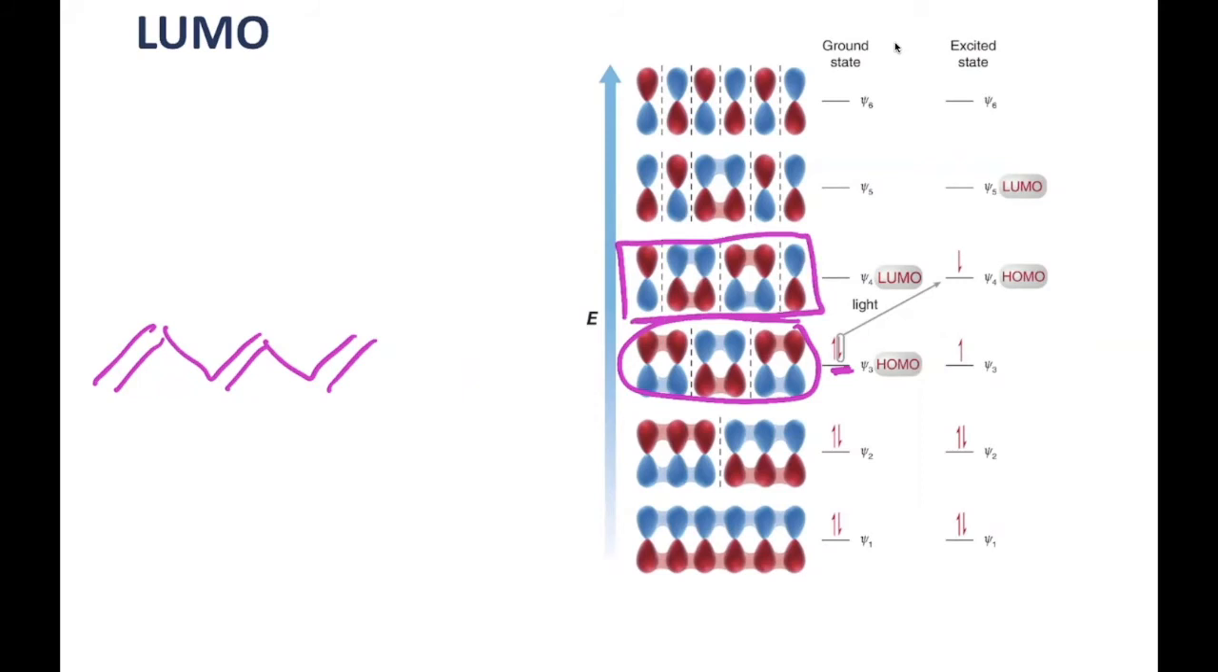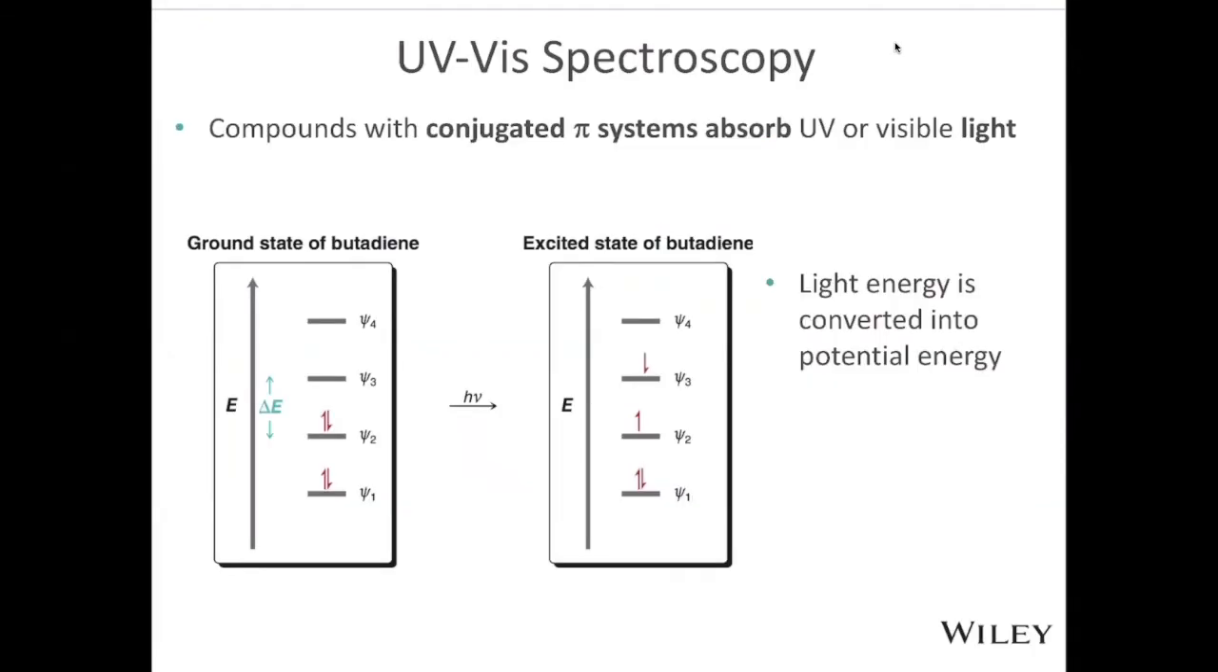Now, if we use UV or visible light to excite an electron from the HOMO to the LUMO, that becomes our HOMO and that becomes our LUMO. When we promote an electron like that, that is called the excited state. UV-Vis spectroscopy is often used to determine whether systems have conjugation or not. Compounds with conjugated pi systems absorb UV light and/or visible light.